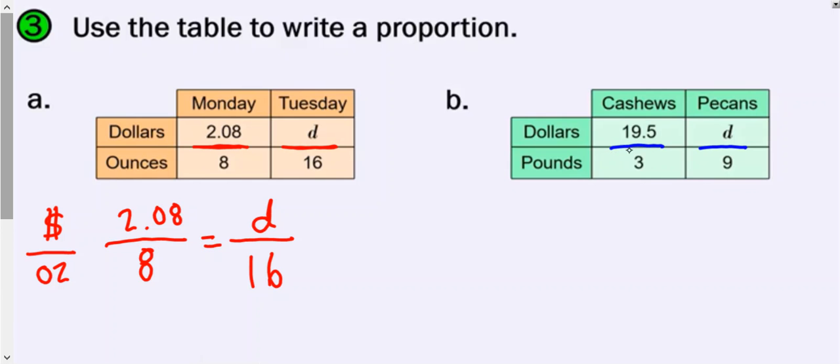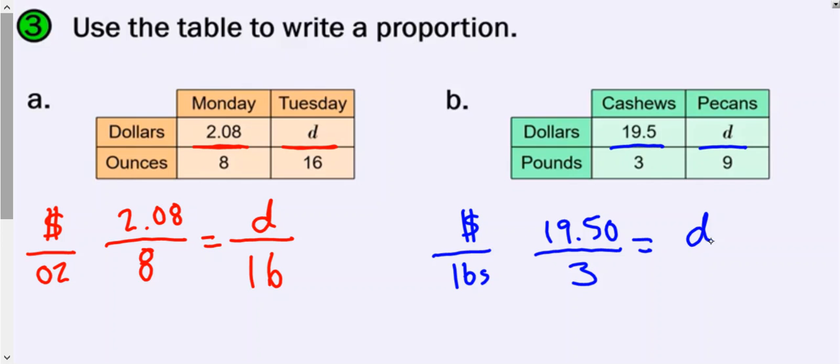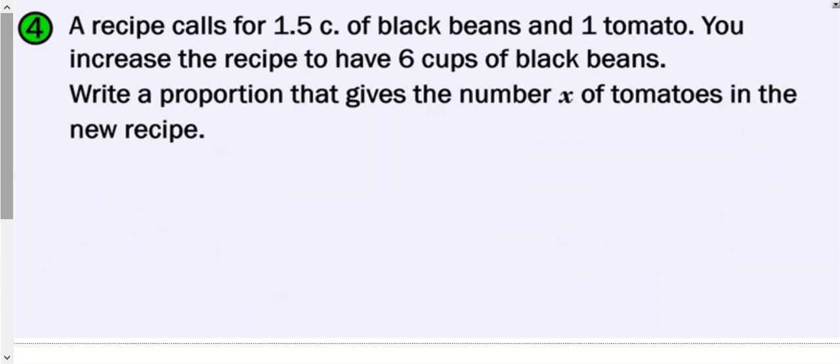You'll see I drew these blue lines to create our fractions, and then we can just pull those fractions right out. Again, here we are working with dollars over pounds. So we got $19.50 over 3 pounds, which is equal to unknown amount of dollars to 9 pounds. Make sure you have this written down, then let's look at some word problems.